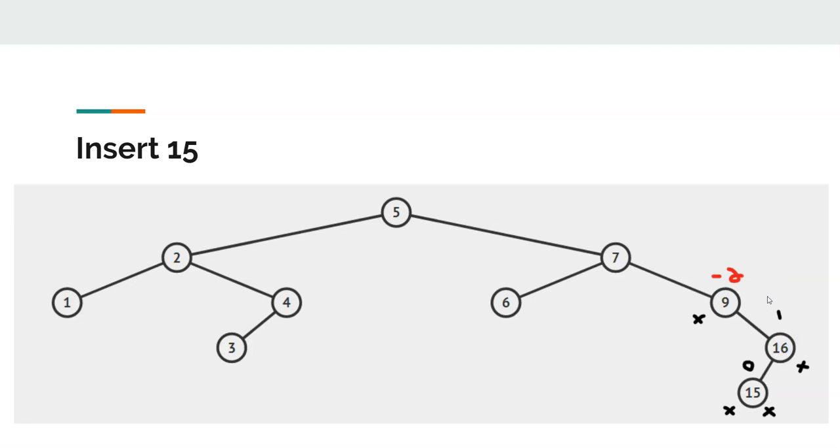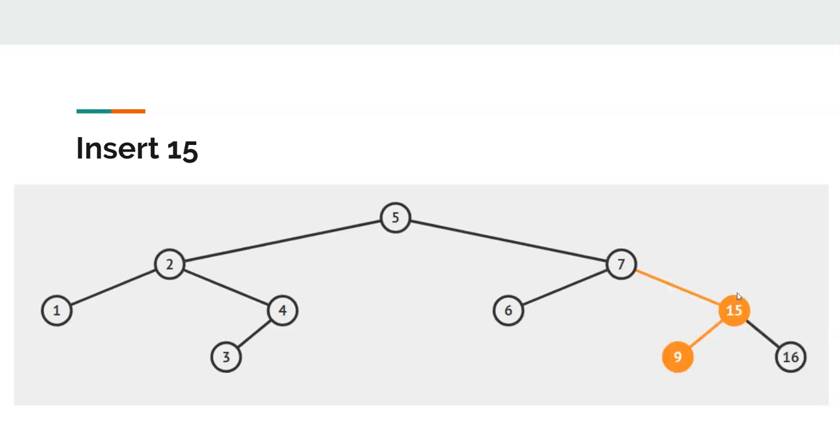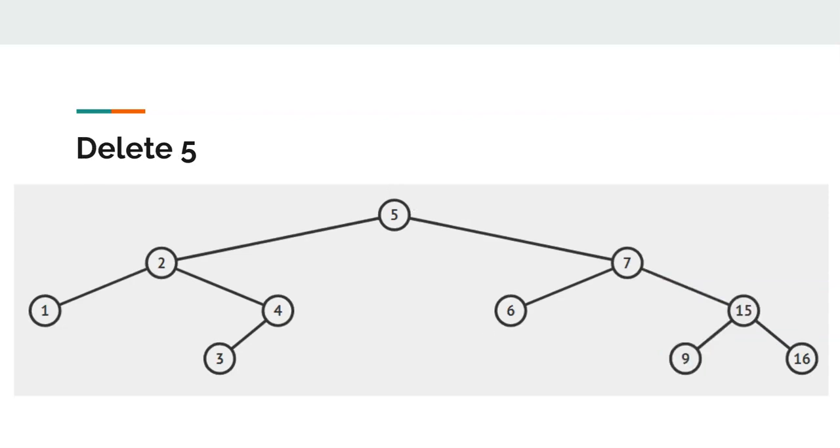And so what we do is we first rotate right, which gives us the right case. And then to fix that, we just simply rotate left. Now if we check our balance factors from 15, we can see that our tree is now balanced. Now let's try deleting 5 from the tree.